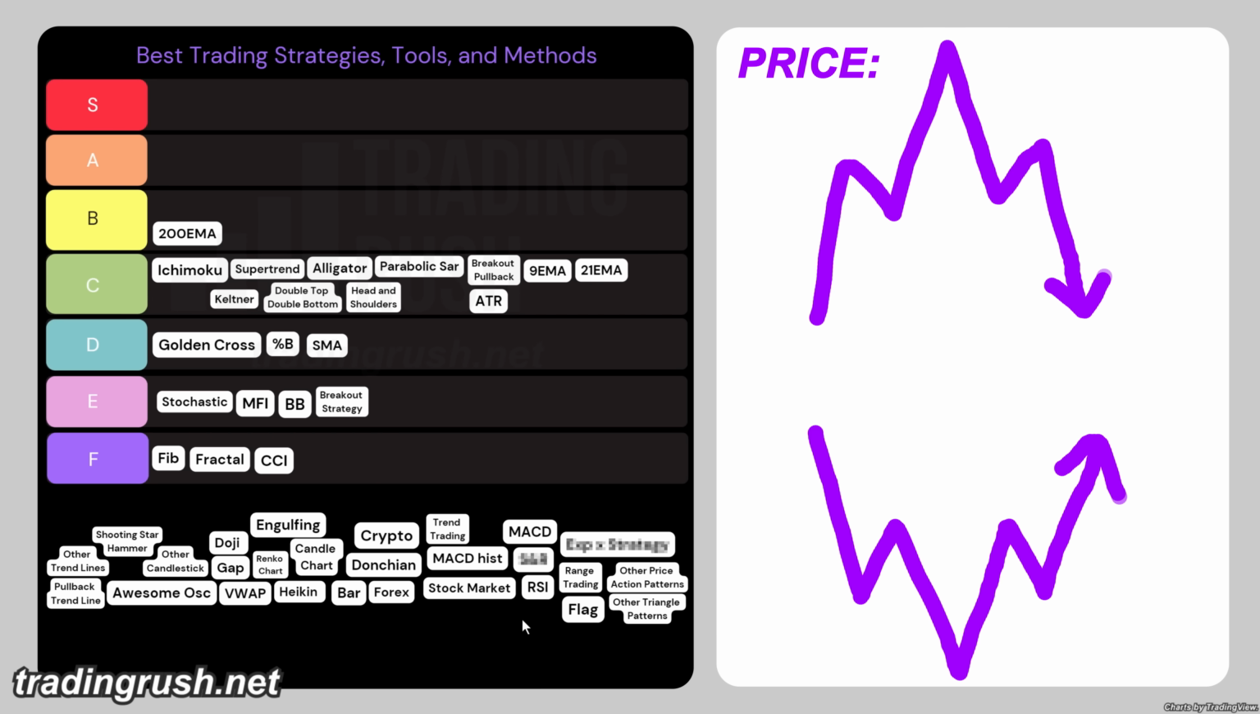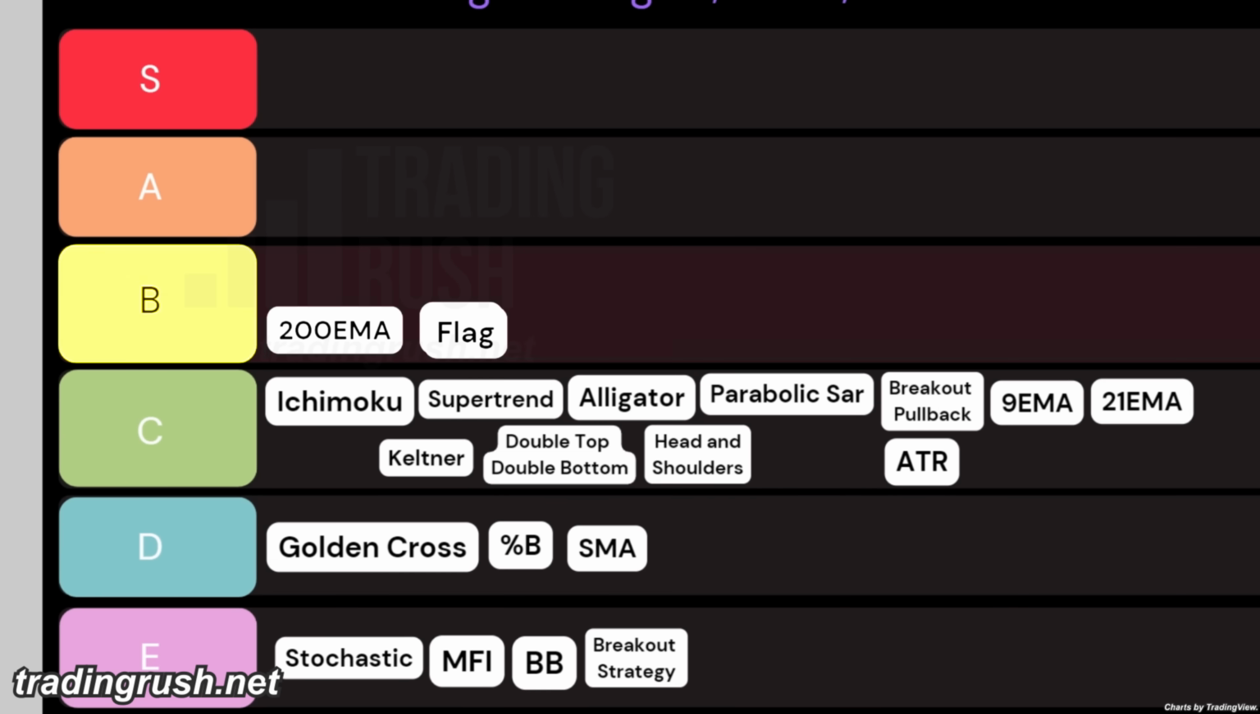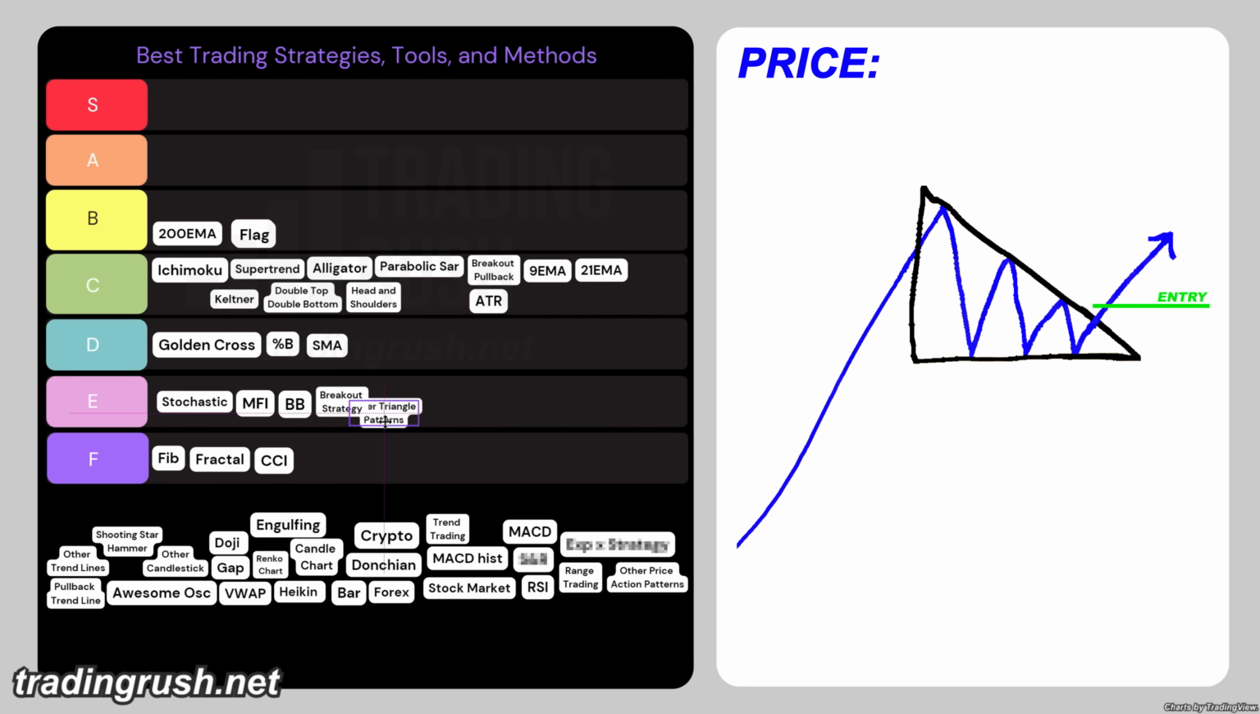But flag pattern, especially when the flag looks like an ascending or descending triangle, is one of the best price action pattern strategies I have used. I mainly used them on smaller time frames to trade momentum. I would put it in the B tier. I would rank other triangle and price action patterns in the D category.